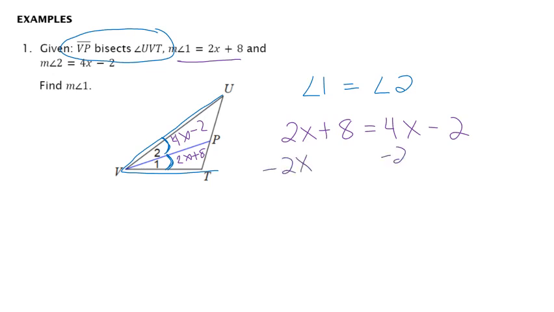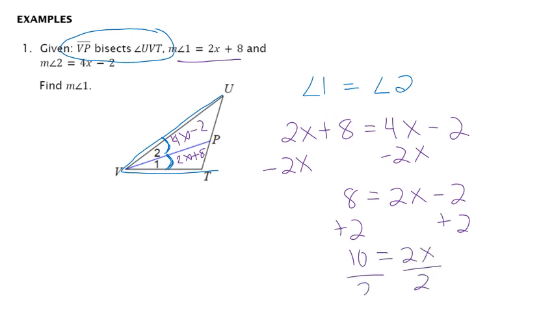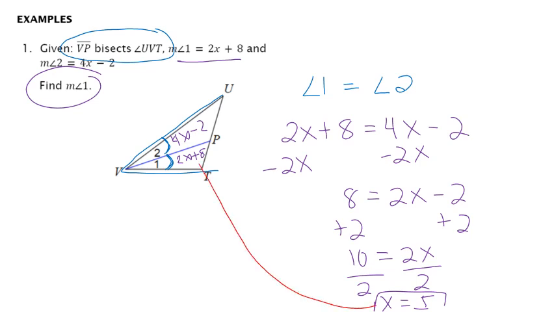So I might move the 2x and solve. So we get x is equal to 5. Again, that's not the final answer, though. They want to know what angle 1 is. So if I go ahead and substitute that back in for angle 1, you're going to get 18 degrees.